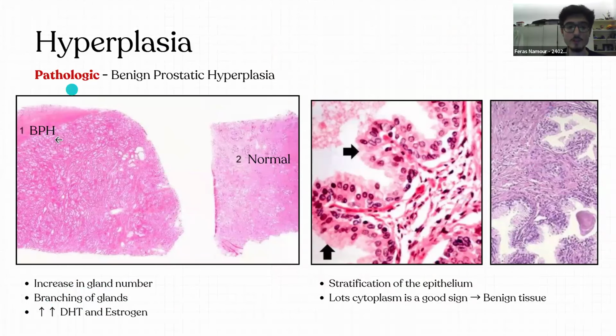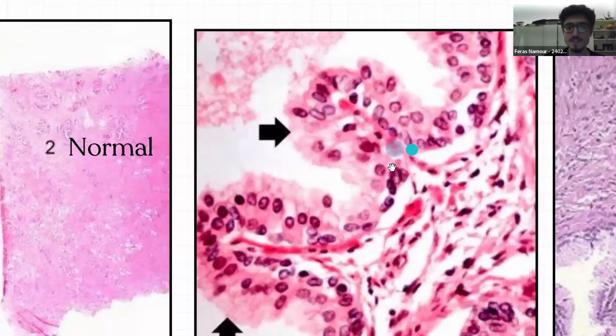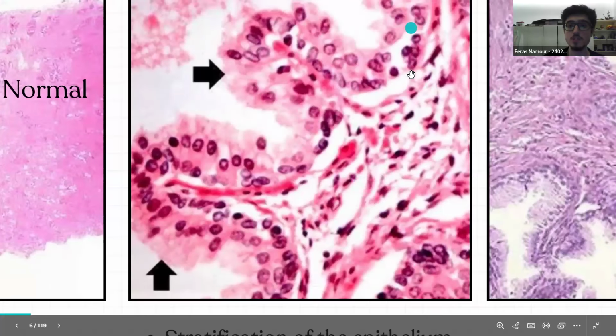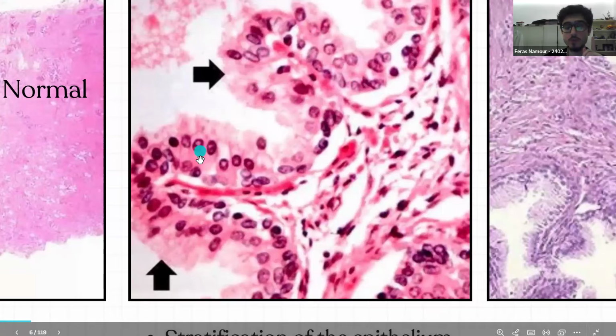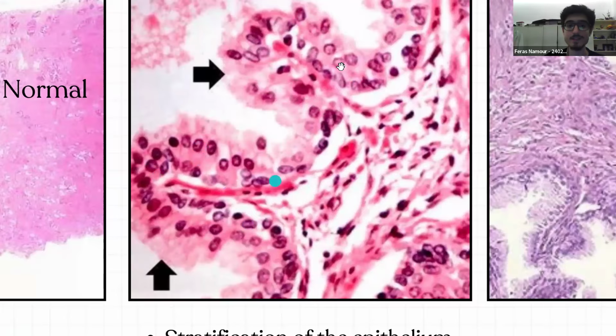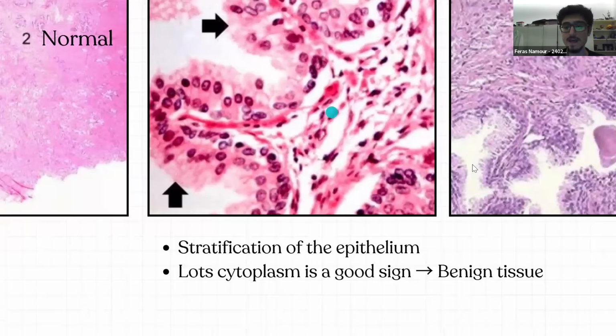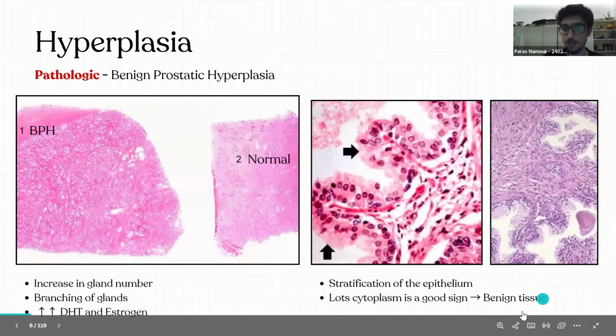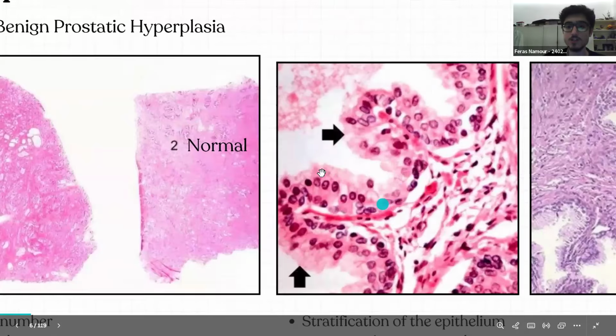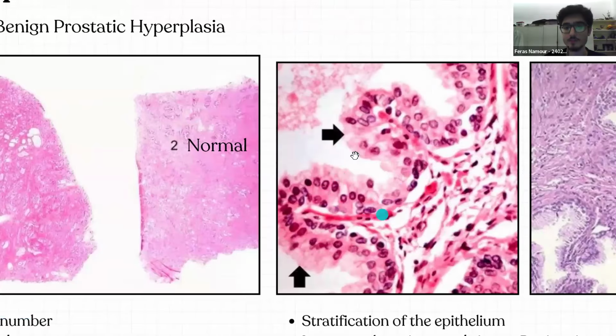And if we look even closer, we can see stratification of the epithelium. Usually the glandular epithelium should be one layer of cells, but we can see more, and there's piling on top of each other, there's stratification. And we know this is benign because there's a large amount of cytoplasm compared to nucleus. All right, you know, the nuclear to cytoplasm ratio.